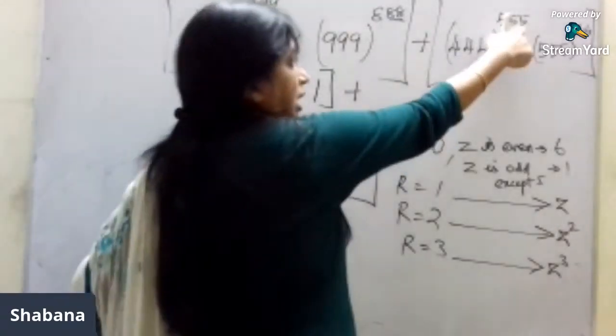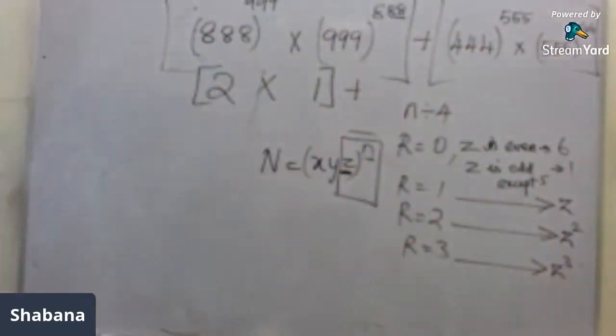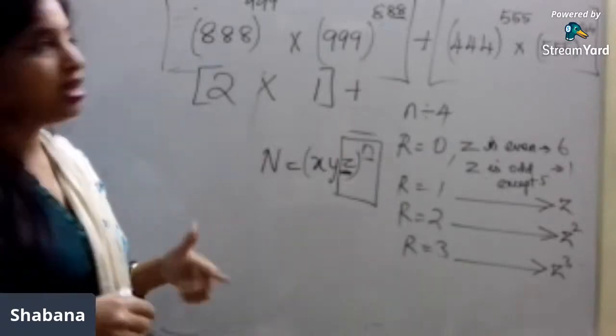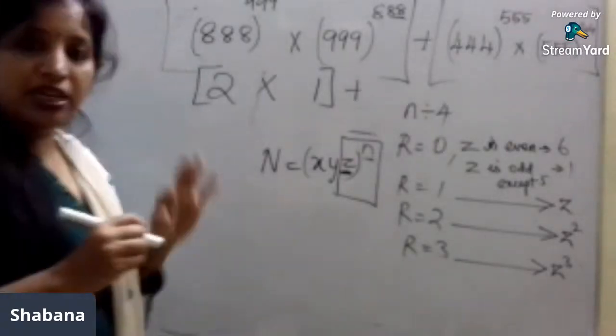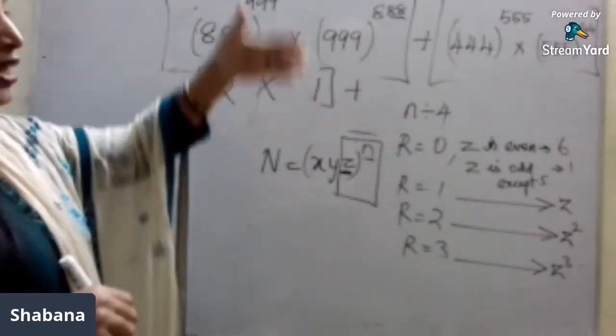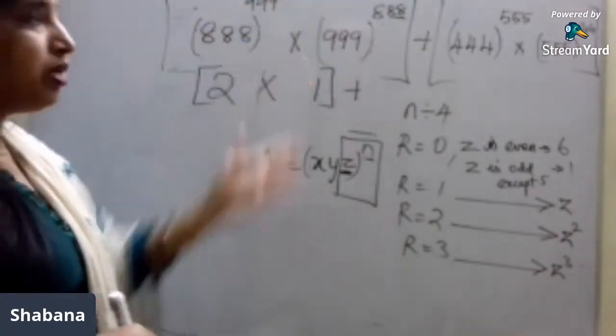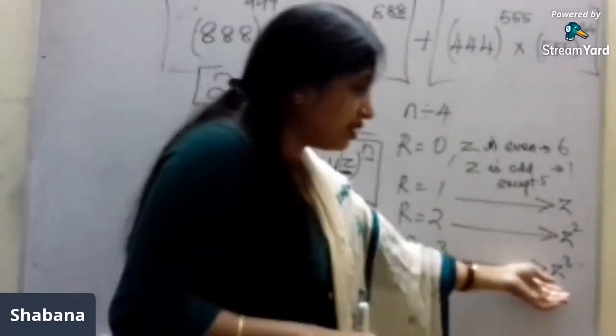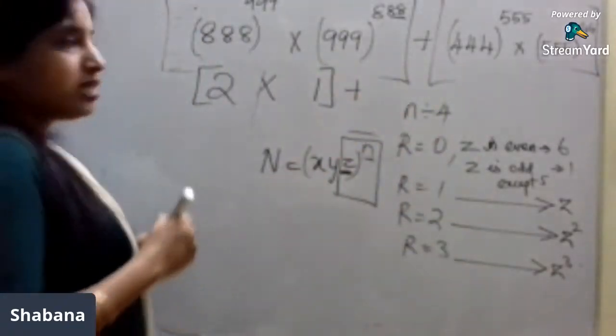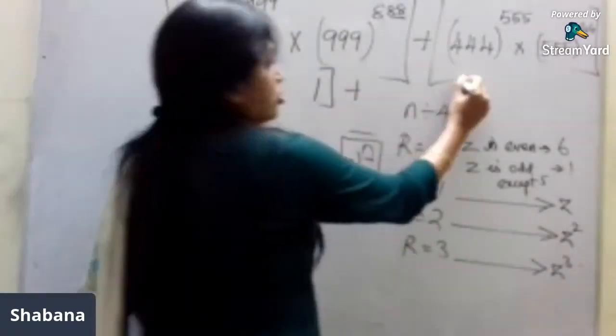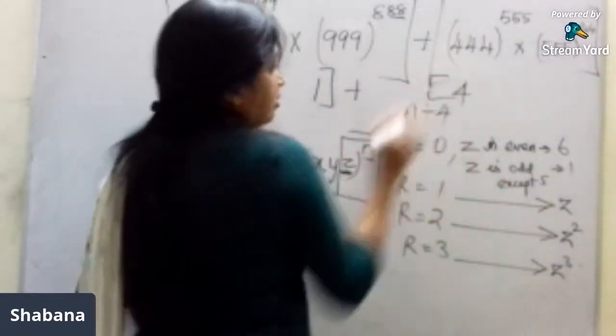So 55 divided by 4, my remainder. The last multiple will be 52, since after 52, it is 56. So 55 will leave a remainder 3. I reduce 52 from 55 and my remainder will be 3. So if my remainder is 3, it is Z cube. So 4 cube is 64. So this is 4. So I put it in the bracket.